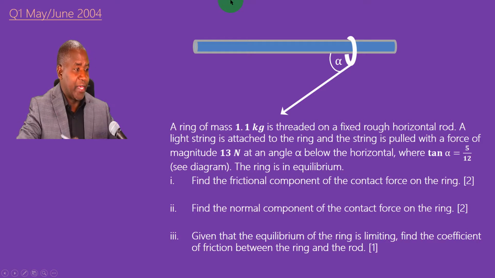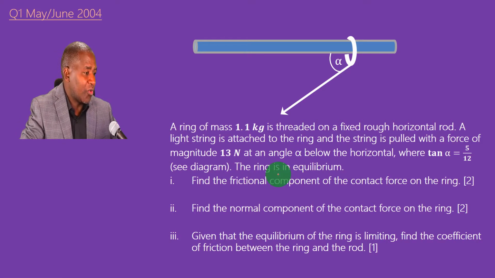What do we have here? Of course, we've got a rod and a ring. We have a ring of mass 1.1 kilograms. It is threaded on a fixed rough horizontal rod. The reason they've mentioned the word rough is so that we can know there is frictional force between the ring and the rod.